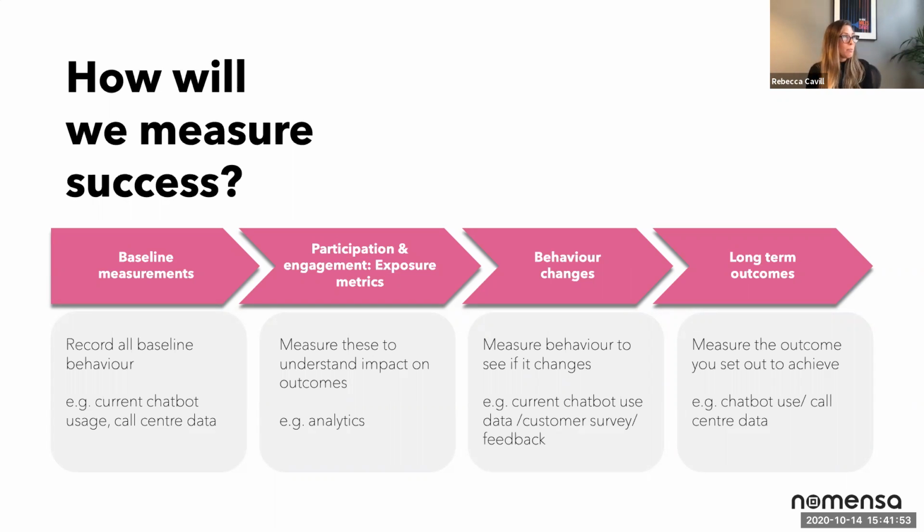Measuring exposure metrics, participation and engagement. We can use analytics, for example, to see how people are interacting with those touch points of the intervention. Measuring the behaviour changes: for example, with current chatbot use, we can constantly monitor that. We can ask people to complete surveys once they've used the chatbot. We can ask people why they might not want to use the chatbot, despite the fact we haven't had an intervention built in. So there are lots of different ways to monitor those behaviour changes, and we could be quite creative with those.